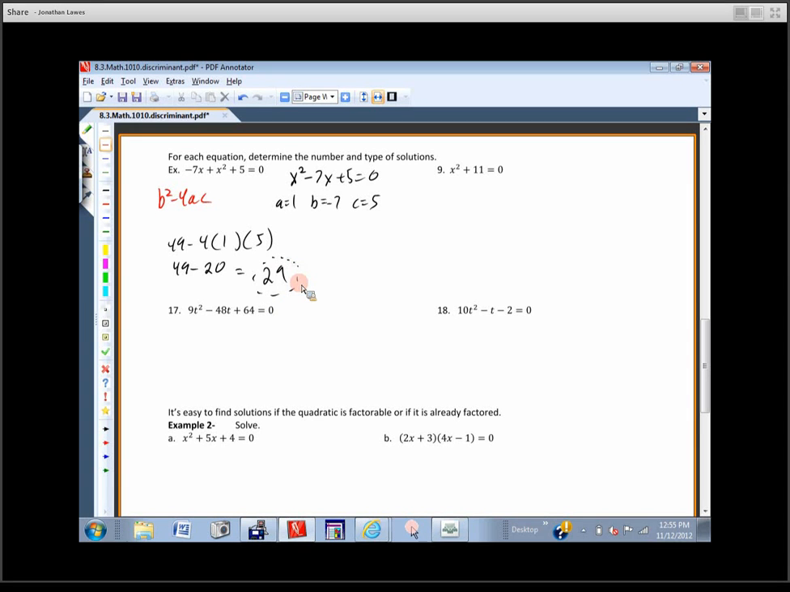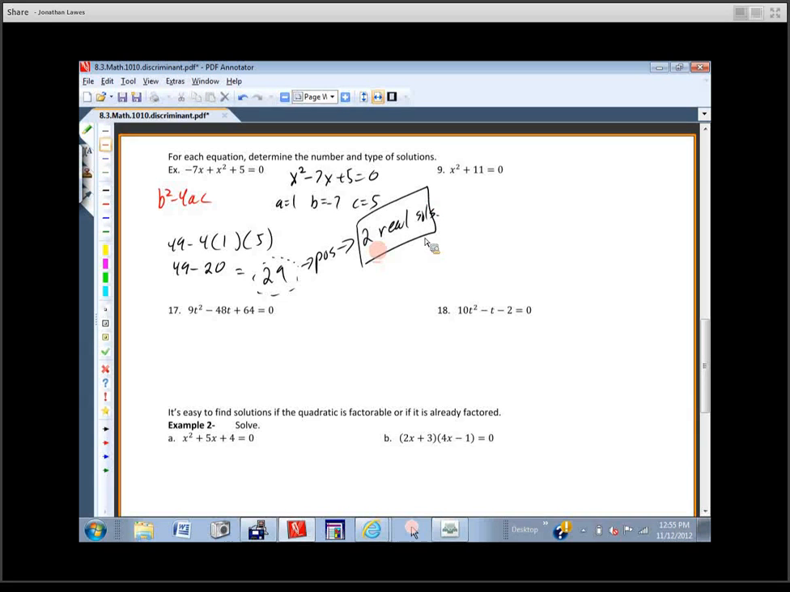Now, if this were a test question, I'd want to see the 29. But from there on, there's really not much work. It's just thinking: positive, negative, or 0? It's positive, so that tells me that I have 2 real zeros, or we're calling them x-intercepts, we'll call them solutions. 2 real solutions, and I should look at this and think, it'll usually jump out at you, is this a perfect square? No, so we'd stop right there.